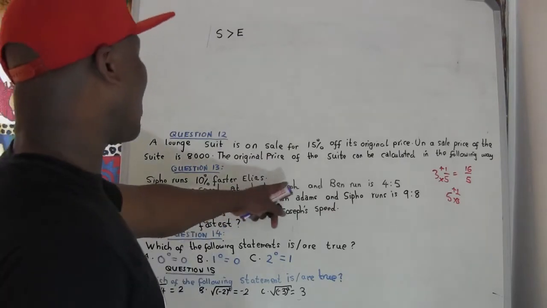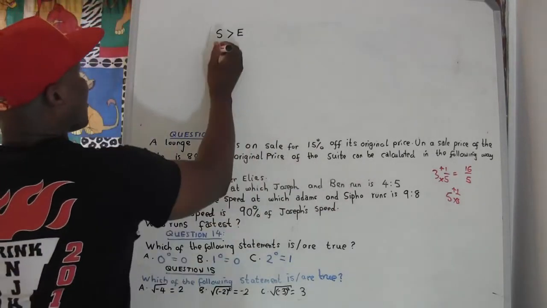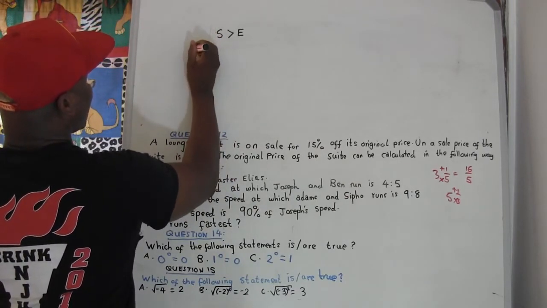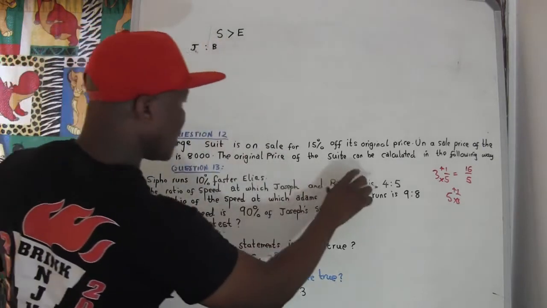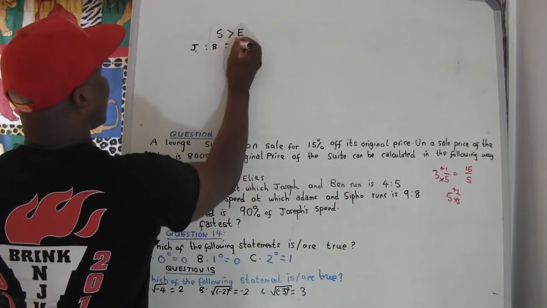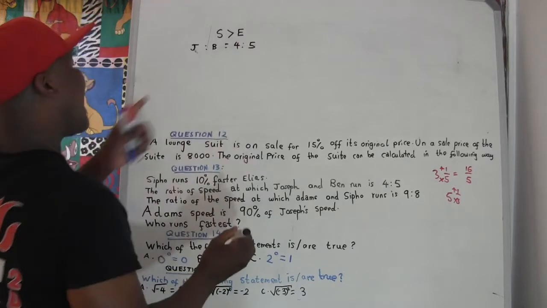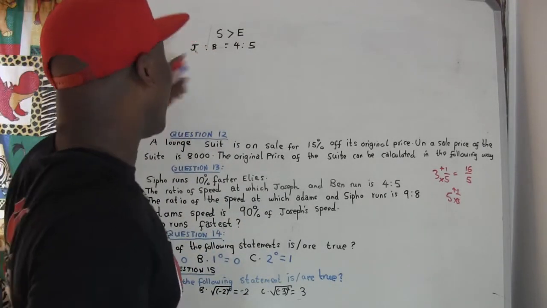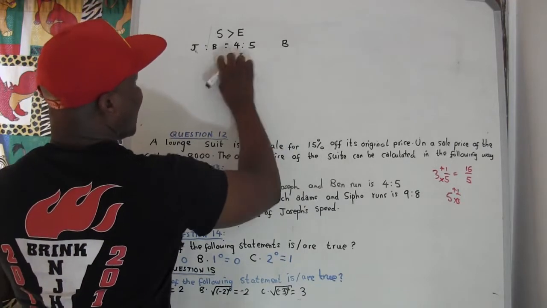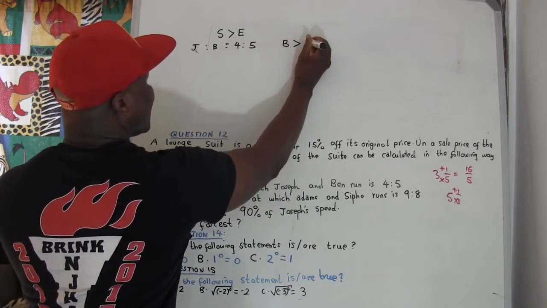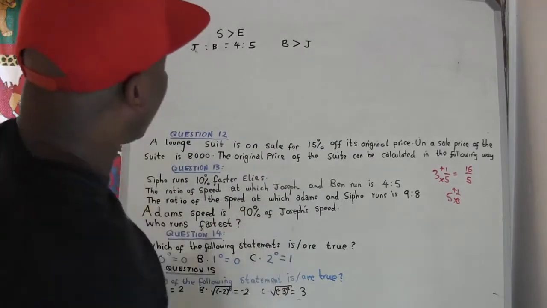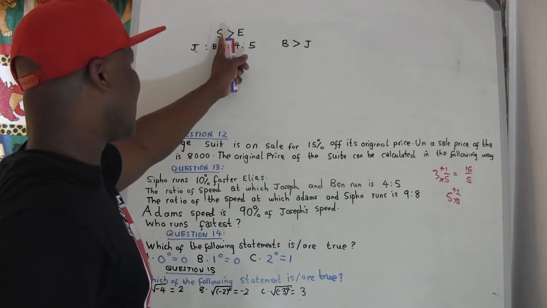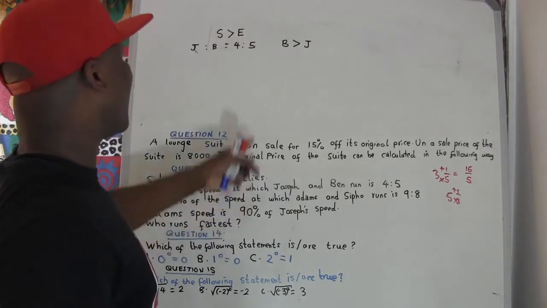The ratio of the speed at which Joseph and Ben run, oh, so now we go for Joseph. Let's write here Joseph. So let's say J and Ben, their ratio is 4 and 5. So what does that tell me? Who is faster? Ben is faster, because Ben is more than Joseph. So Ben has more speed than Joseph. So we don't have a relationship of the two here. So this is SIPO and Elias, and this is Ben and Joseph.